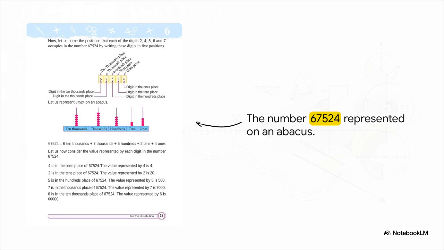Every single counter's value is dictated entirely by its column. And remember, the maximum number of counters you can place on any single rod is 9. Once you hit 10, boom, you clear it and move one counter to the rod on the left.